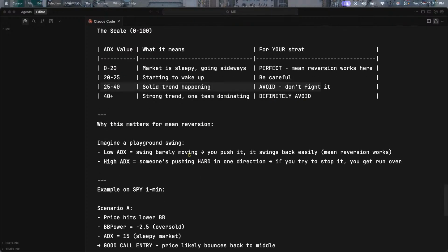Why this matters for mean reversion, imagine a playground swing. With a low ADX, this swing is barely moving. You push it, it swings back easily. Mean reversion works here. With a high ADX, someone is pushing hard in one direction. If you try to stop it, you get run over.